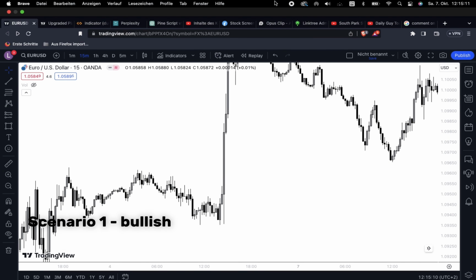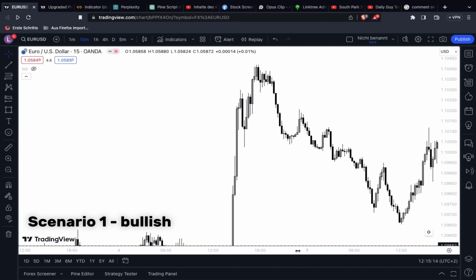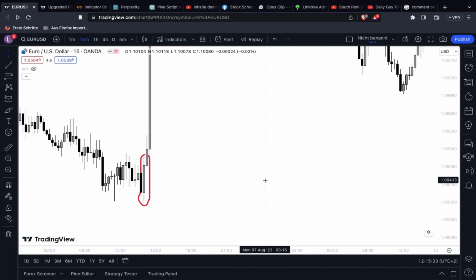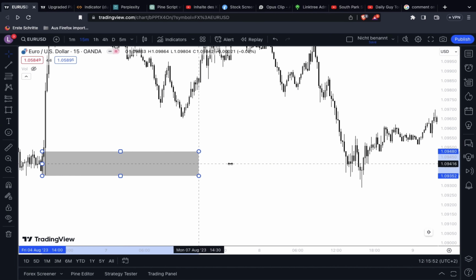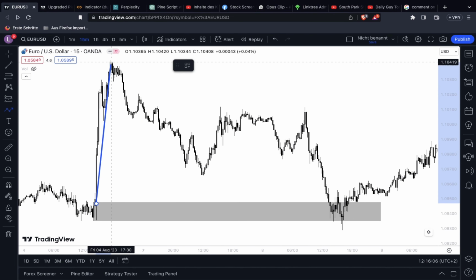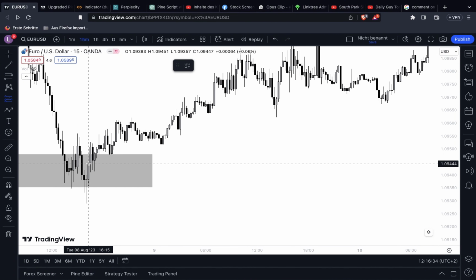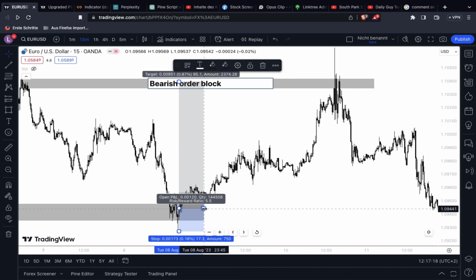Now let's look at a bullish example. Here we can see price made a huge move upwards, letting us detect an order block. In this case, I'm going to take the lowest candle as the proportions for the order block and extend it to the right. Then price came back down, retested the order block, and reversed to the upside. Here, I set my take profit at the next major bearish order block.